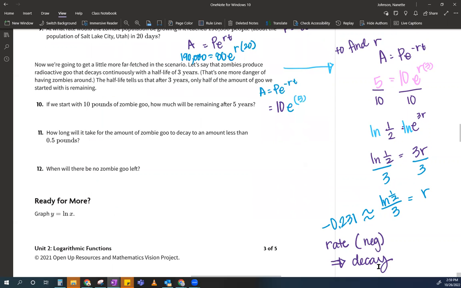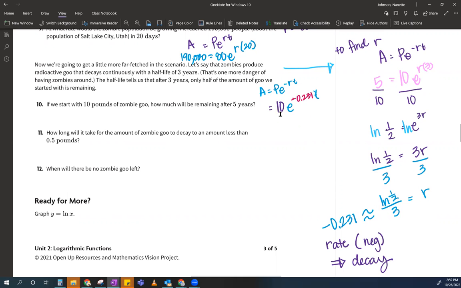Okay, so now that I have this rate, now I can take my rate and plug it in right here. So now that guy goes in there. So there's my rate. So that's 10 times e to the negative 0.231. Is that right? Yeah. And then times my 5 years. So times 5 years.